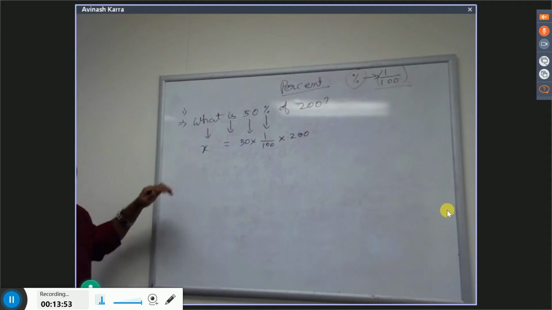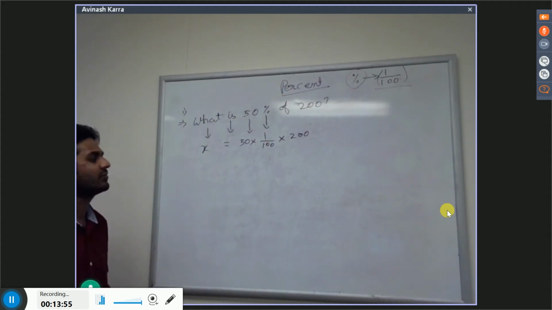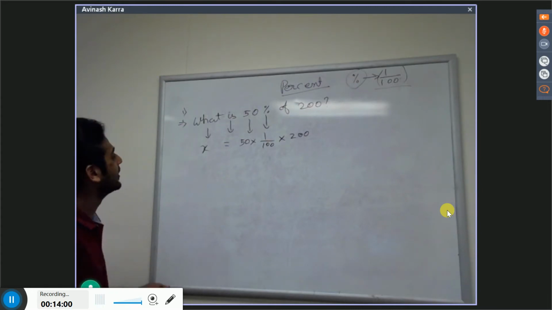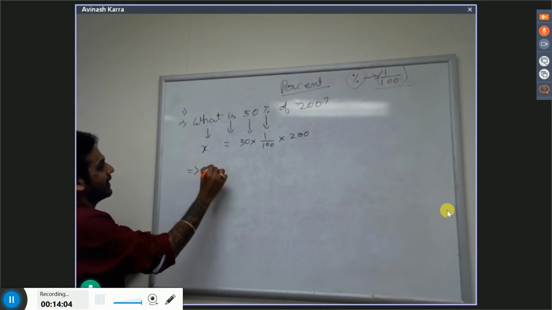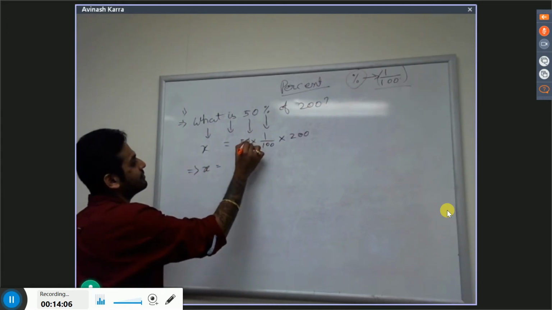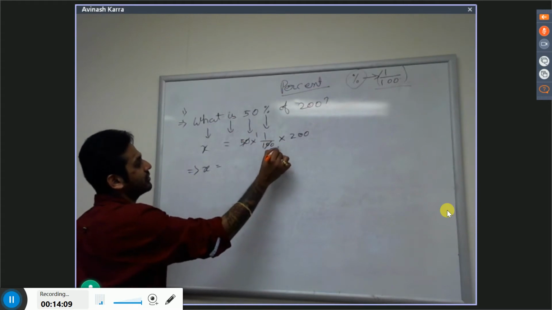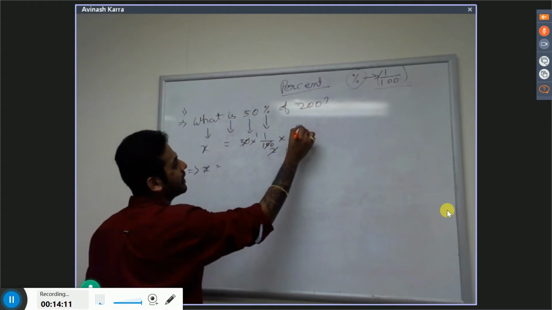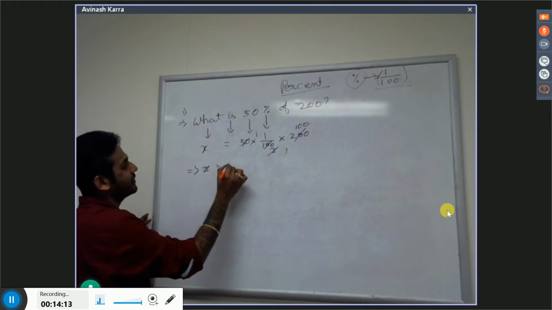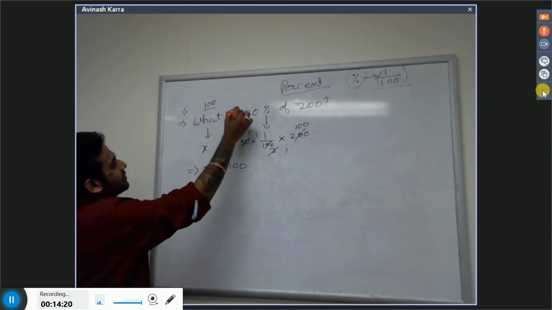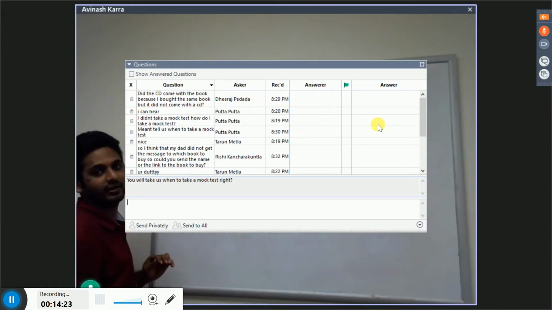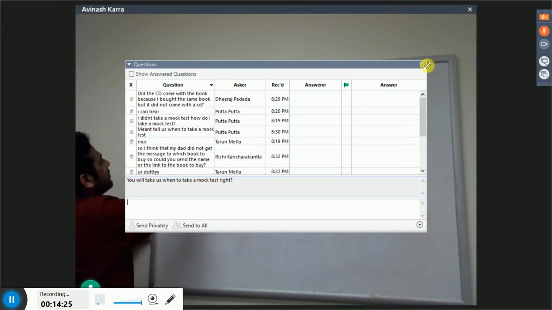These kinds of problems you will find in later parts. There is a section called word problems where you will become much more familiar. So if I simplify this, x is equal to 50 ones are 50, 2 hundreds are 200 divided by 100, so x is equal to 100. So 100 is 50% of 200. This is statement number 1.